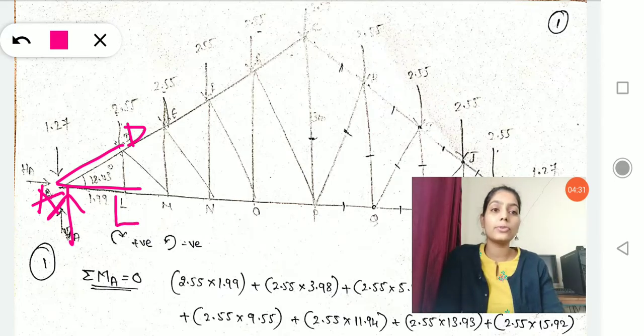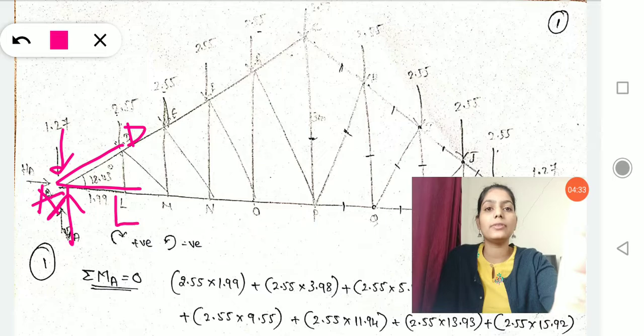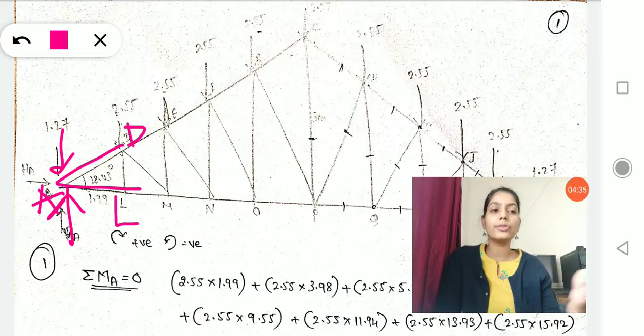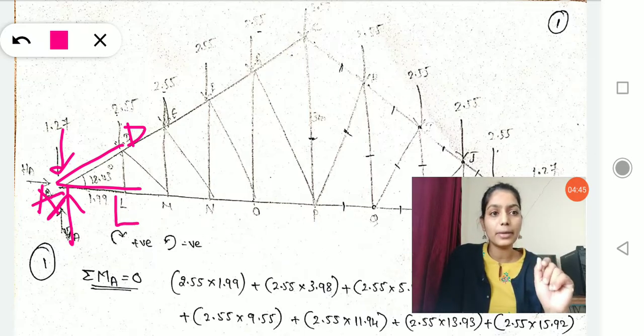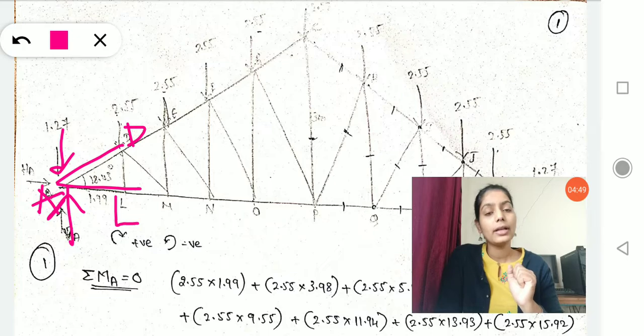These members carry forces; they are supposed to transfer the forces coming from external loads, which is 1.27, right? Now what is the force they have taken? How much force is taken by that single member? What kind of force is it, compression or tension? That we are analyzing with the joint method.